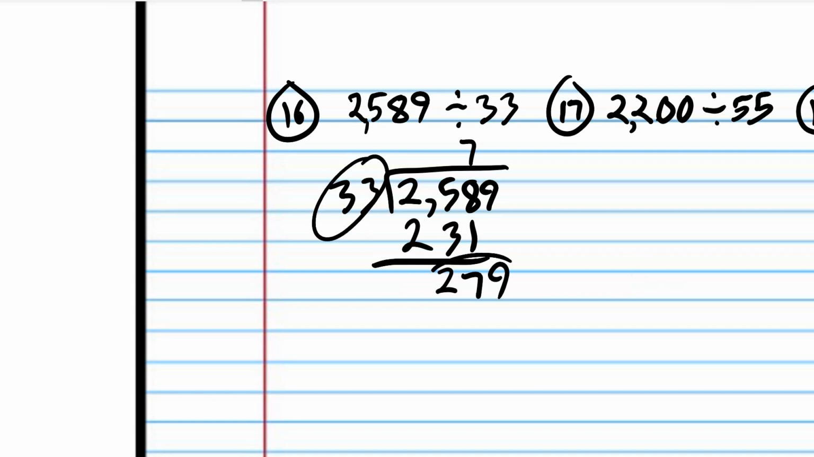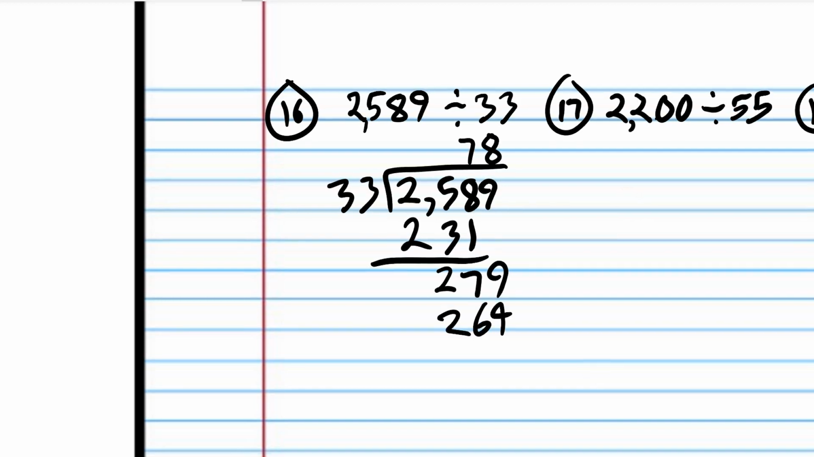Now 33 into 279. We know that 33 times 8 was 264, I believe. So it's going to be 8. So we put our 8 above the 9. 8 times 33 is 264. 240 plus 24, 264. 279 minus 264.